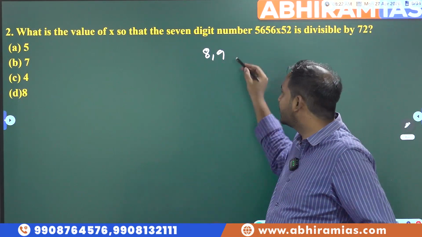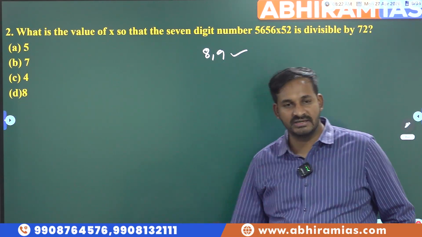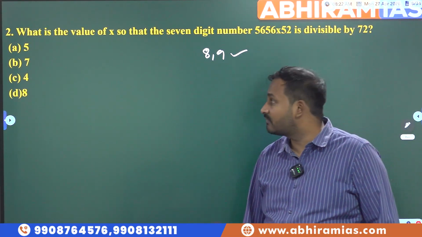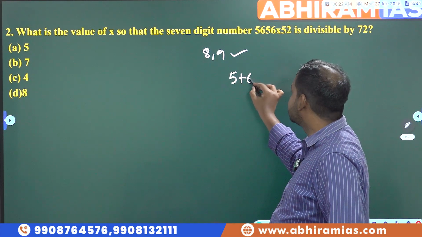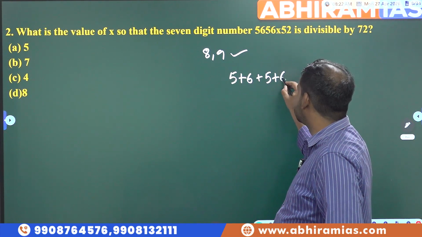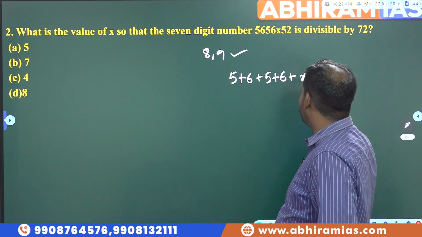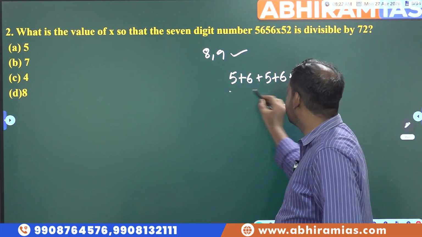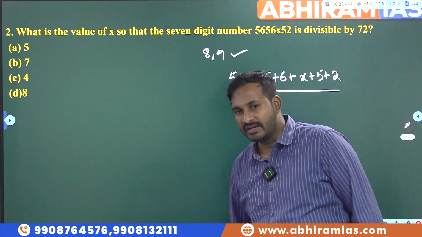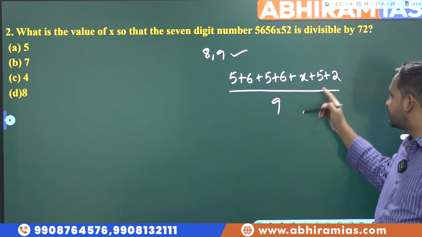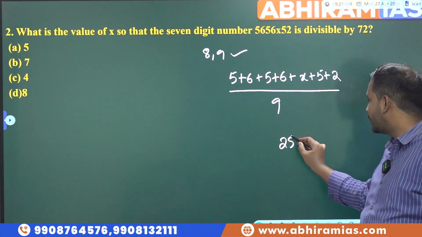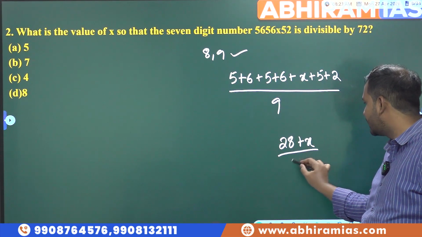So first check with 9. Sum of the digits తో ఒకసారి చెక్ చేయండి అమ్మా, ఎన్ని possibilities వస్తాయి చూడండి. Sum of the digits is divisible by 9, right? So that means 5 plus 6 plus 5 plus 6 plus x plus 5 plus 2 should be divisible by what? 9. 5 plus 6 is 11. 5 plus 6 is 11. So 22 plus 7 is 28. So 28 plus x should be divisible by 9.